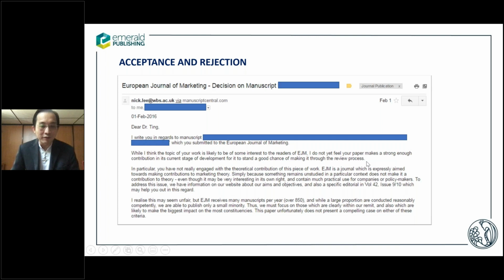If you look at the last paragraph, I realize this might seem unfair, but EJM receives many manuscripts per year, over 50. Whether this statement comforts you or not, I'm not sure. When I read it, it comforted me a little bit. But on the other hand, I knew this is a template reply. Basically, what it says is my paper is not good enough, or my paper is not a good fit for this particular journal. Whatever it is, I will tell you it is not good to dwell in negative emotion. I'll explain why. If we move on to the next slide.